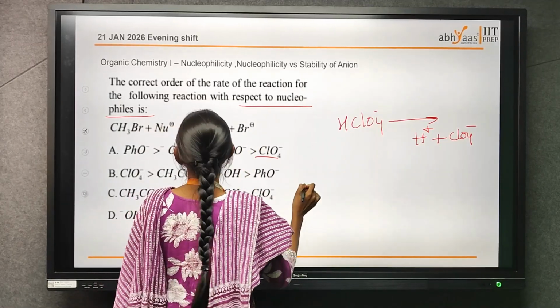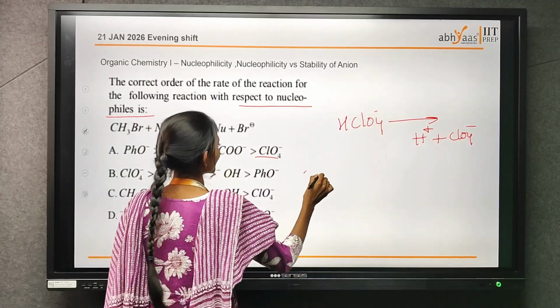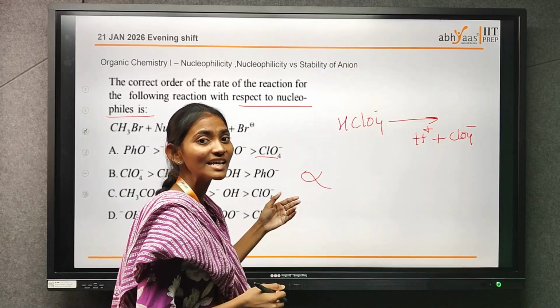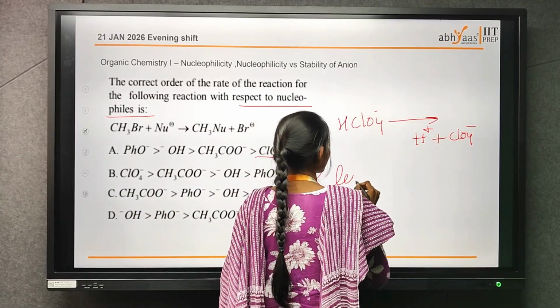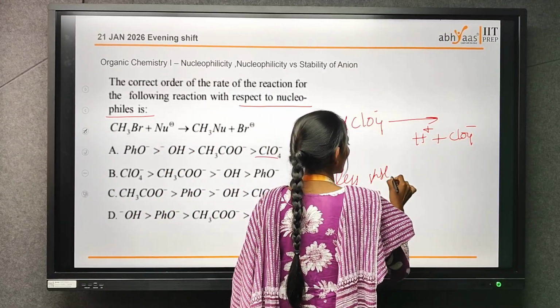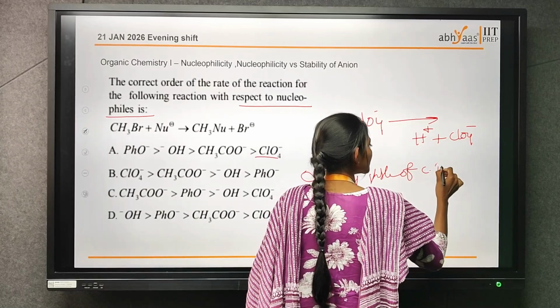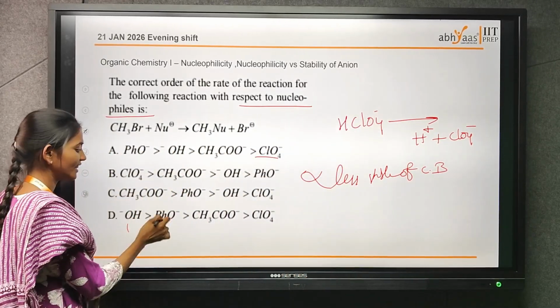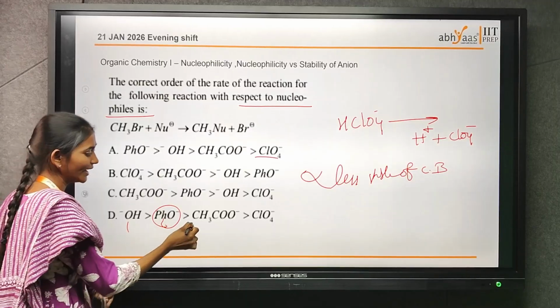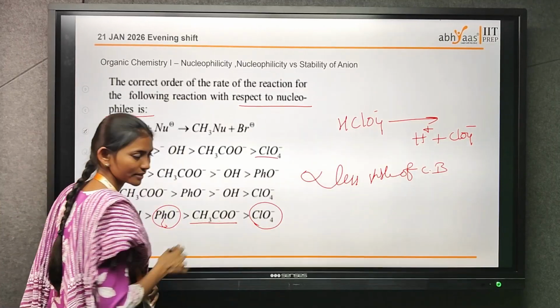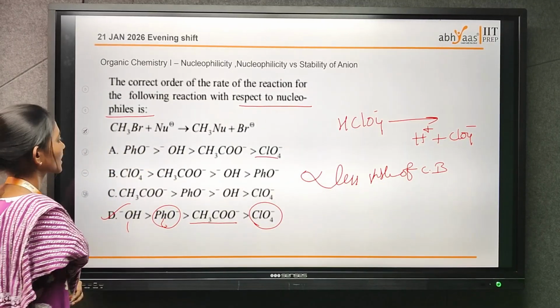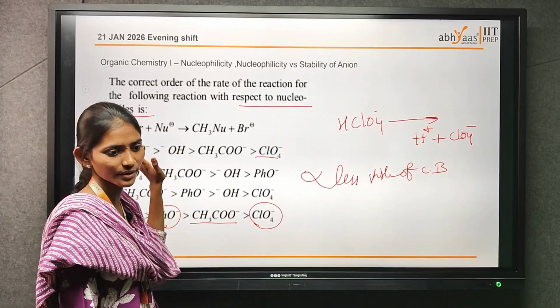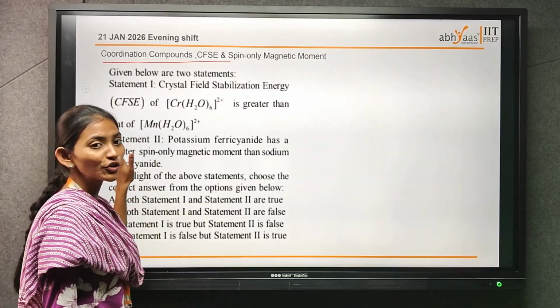So, this is happening in the conjugate base. What is happening here? Nucleophilicity is directly proportional to what? Less stable conjugate base. Coming to here, first will be alcohol, then phenoxide ion and acetate, then perchlorate. So, the option will be D. Not that lengthy, a moderate one. So, moving on to the next question.